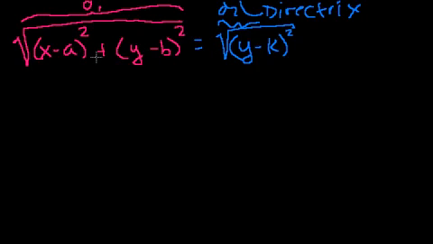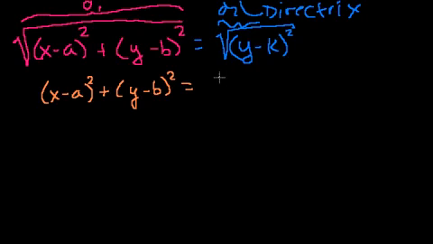So the first thing we can do is square both sides and get rid of the radicals. So we get x minus a squared plus y minus b squared is equal to, square the other side, y minus k squared. And right now, at least, it looks like there's going to be some y squared terms, and there's definitely an x squared term. That doesn't seem like it's a parabola right now, but let's keep going forward.